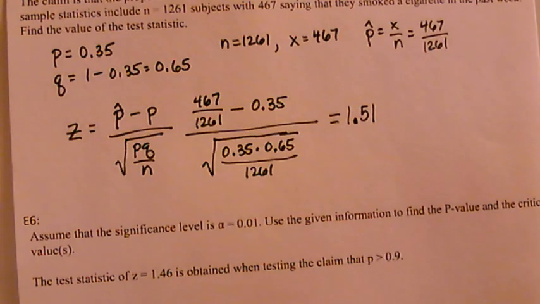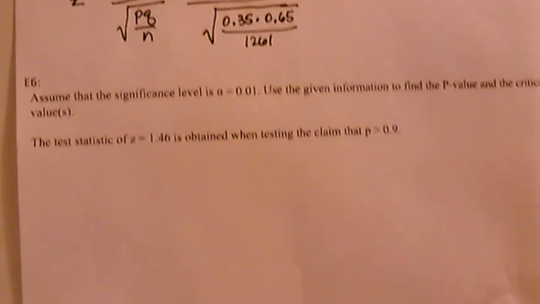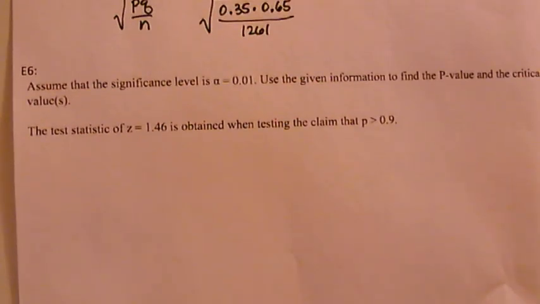All right, let's start with this one. Let's say we want to assume that the significance level alpha is equal to 0.01. Here you want to use the given information to find the p-value and the critical values. In this case, you're told that the test statistic of z is 1.46, and that's obtained when testing the claim that p is greater than 0.09.